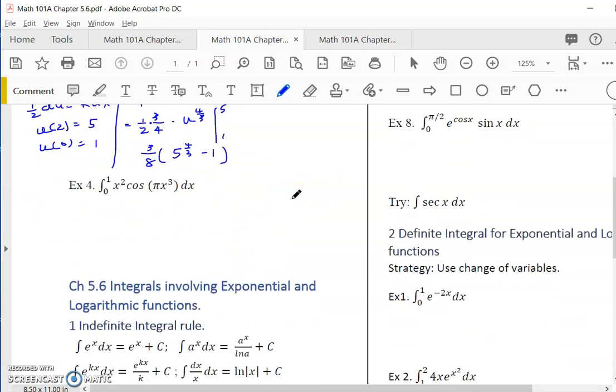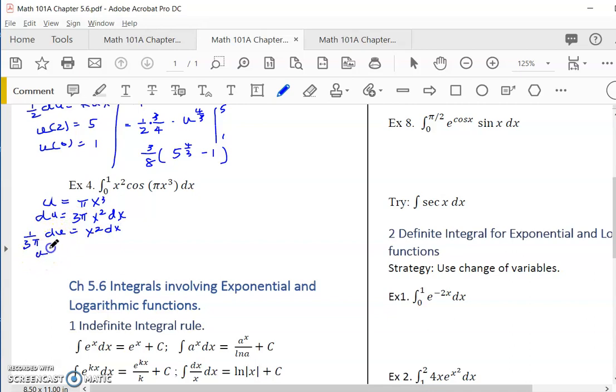The last one is the integral from 0 to 1 of x squared cosine pi x cubed dx. So there's some x squared outside and then some cosine. It is not a product rule. But you can see that this is inside cosine, so there's a reason to believe that you can just do u like that, because when you do du, it will be 3 pi x squared dx. You see x squared dx is here, so you multiply by 1 over 3 pi of du. That would be x squared dx. That means you just divide this over.